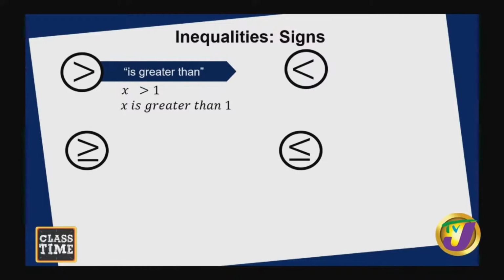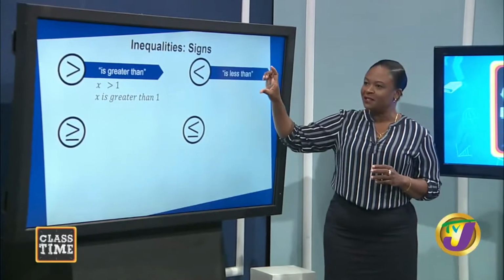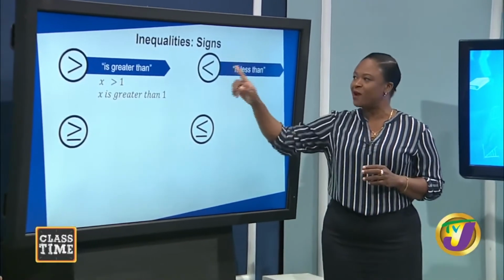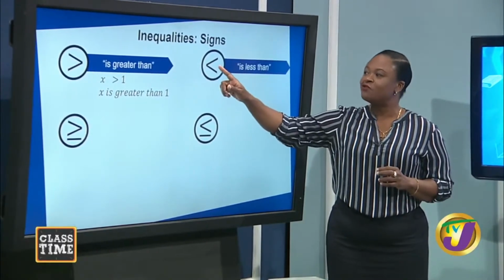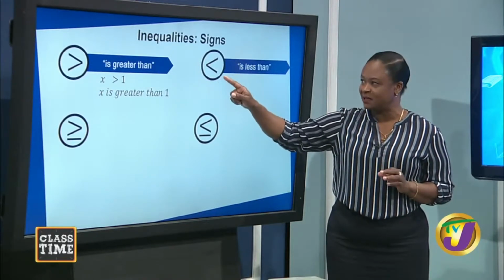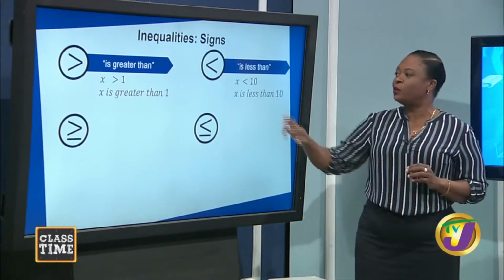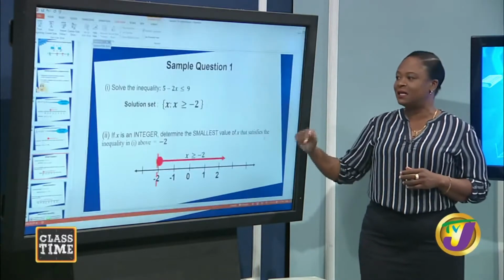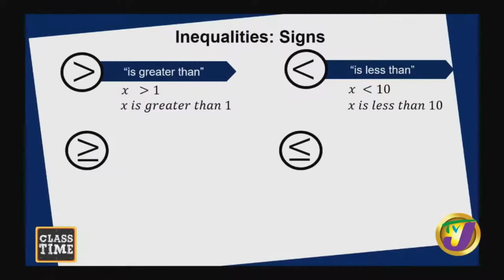Good. So if the first sign is greater than, then this sign is, of course, less than. Again, the opening of the sign is open to the side that has more. But reading from left to right, we see that the rays converge to a point, pointing to the side that has the least. So reading from left to right, we would say x is less than 10. This is what it looks like, and this is how it is read.